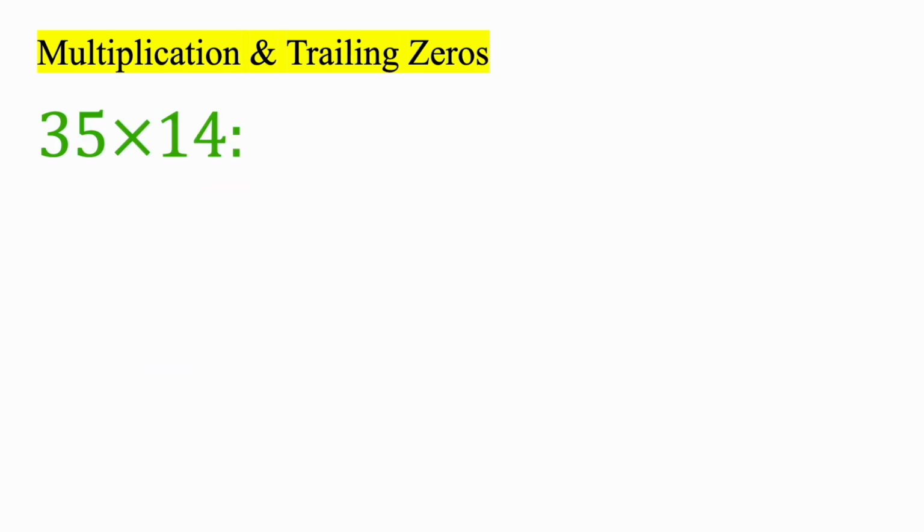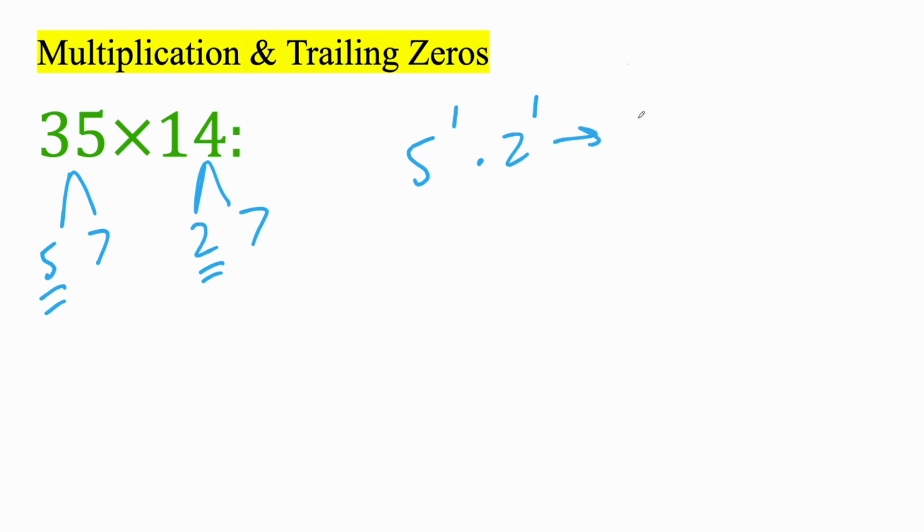Now this is the next problem, 35 times 14. We're definitely going to have a trailing zero because you could divide 35 by 5, and you can obviously divide 14 by 2. So let's do it. So 5 times 7, nothing else. Then here we have 2 times 7, nothing else. And so what we actually care about is the 5's and the 2's. So we have 5 raised to 1 times 2 raised to 1. And so we're going to have one trailing zero.